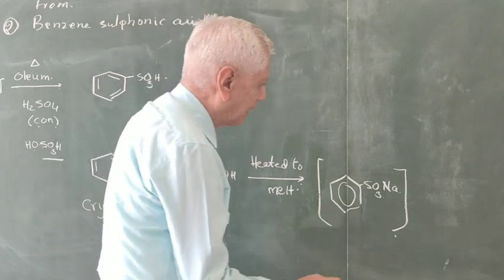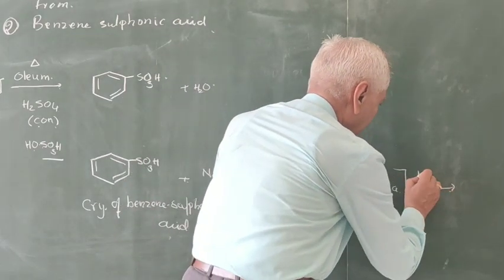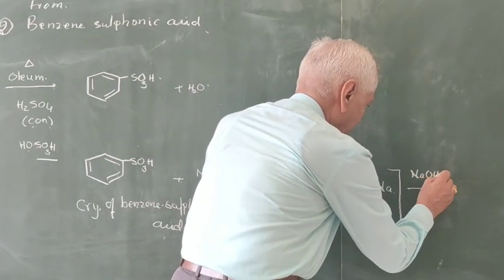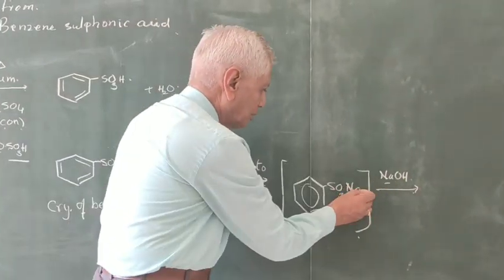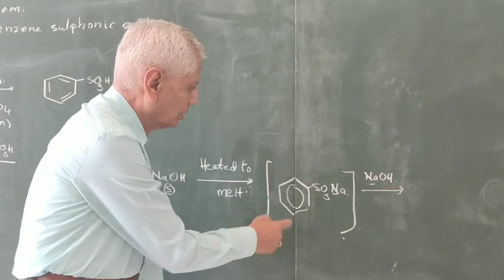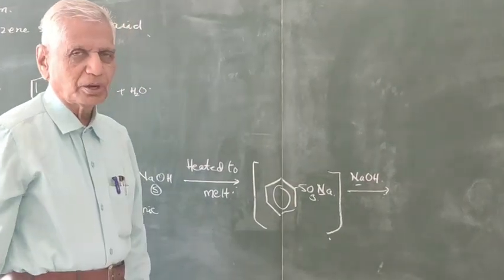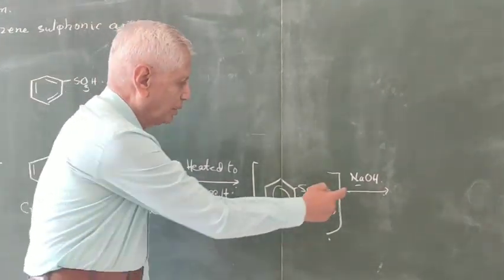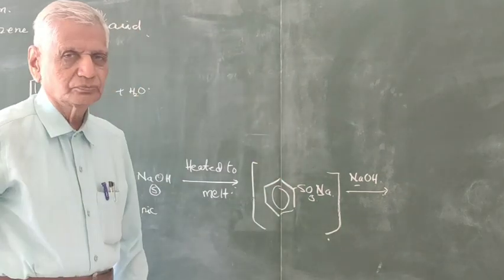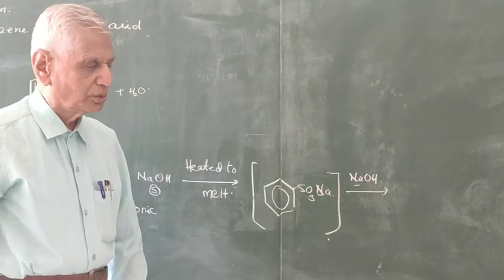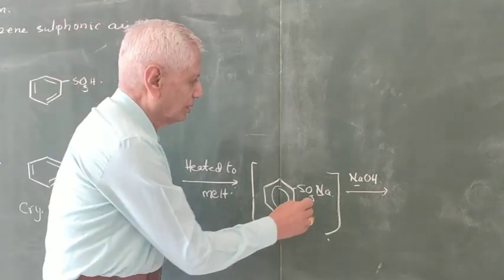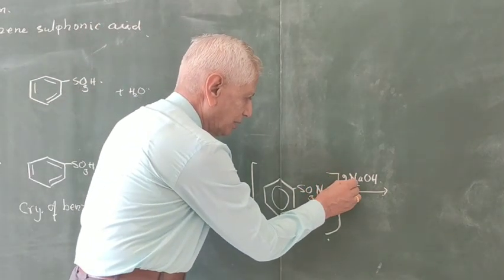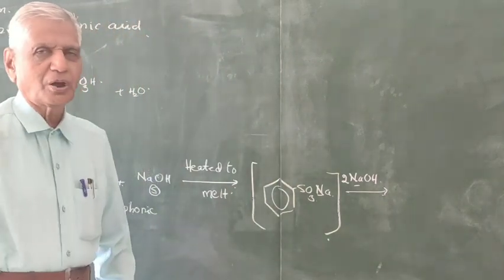And this will further react with sodium hydroxide in the second step. And you get Na2SO3, and OH enters here. So you will get phenol. Directly phenol is not obtained, because sodium hydroxide which is there will react with phenol which is formed.